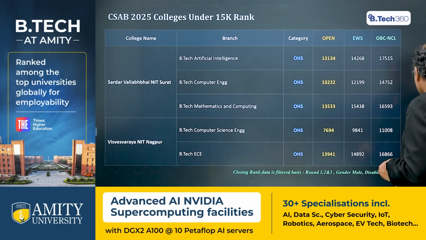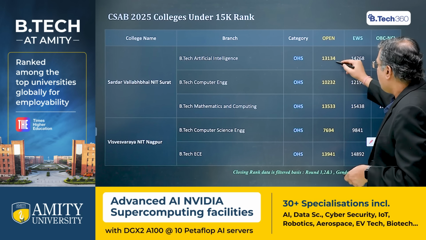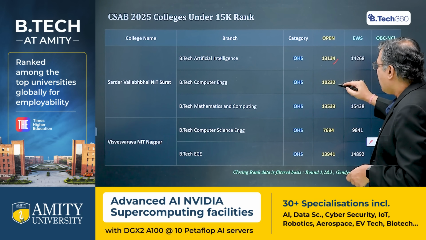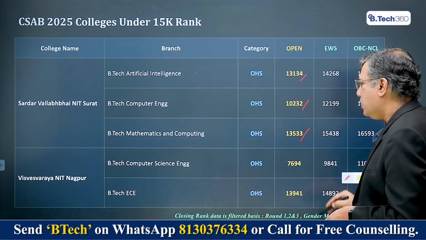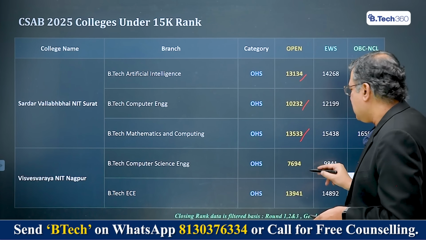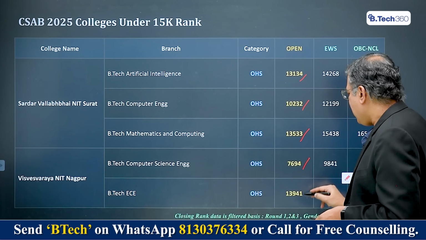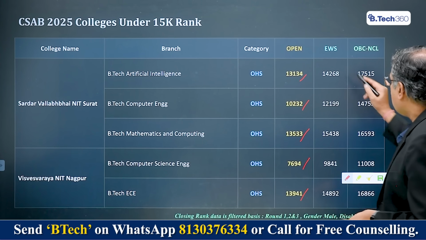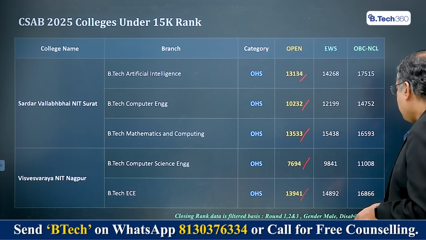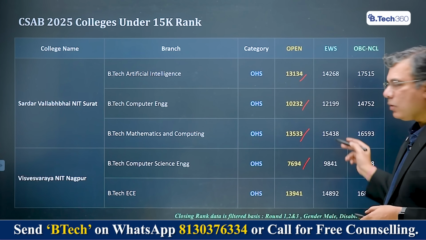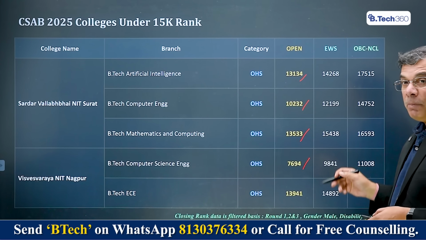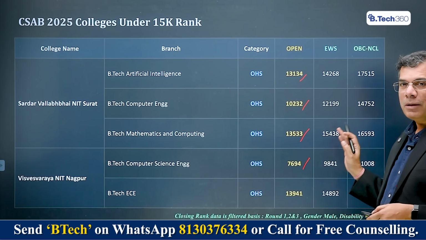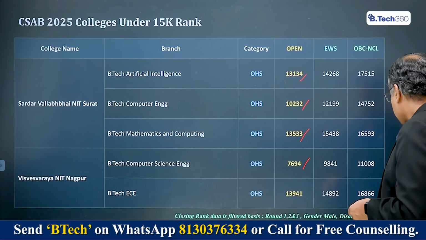Then SVNIT Surat, 13,134 for Btech AI, Btech Computer Engineering is 10,232, Btech Mathematics and Computing is 13,533. VNIT Nagpur, Btech CSE is 7,694, Btech EC is 13,941. You also have the EWS and the OBC-NCL ranks, which are obviously more than 15,000 in some cases, but we are only looking at top 15,000 based on the open category. It might jump to 25,000-30,000 the moment it comes down to the other category ranks.